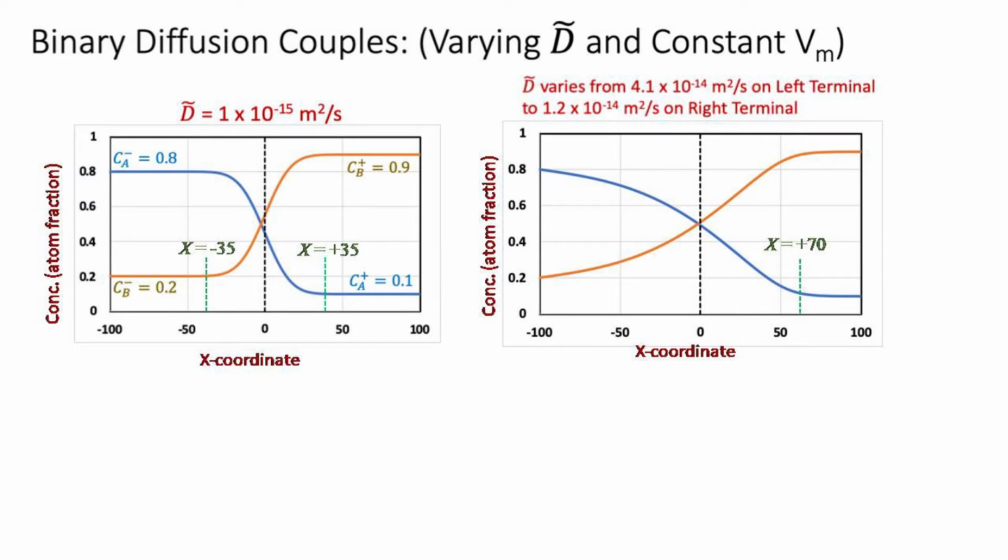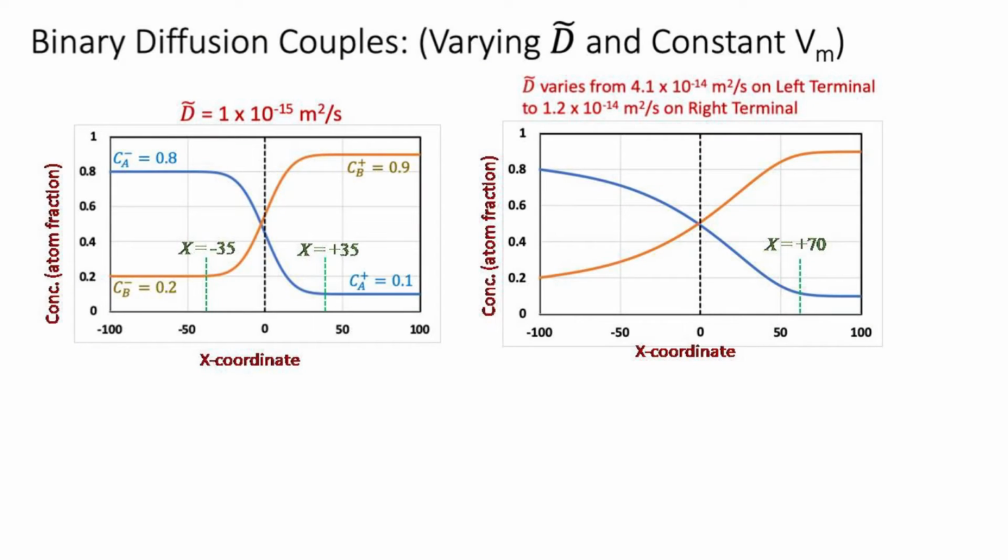Now, for constant d tilde value, we can directly use the expression for concentration profiles, which was error function type of expression, which we derived for the infinite boundary conditions. But when d tilde varies with composition, we cannot solve the diffusion equation straight away or analytically. But we can solve the diffusion equation numerically with varying d tilde. So, in this slide I am comparing two couples.